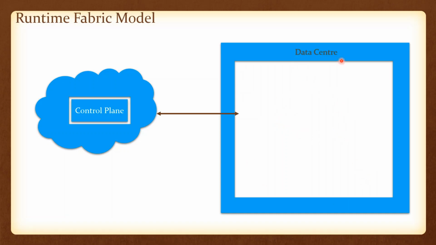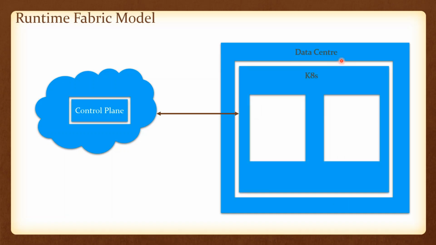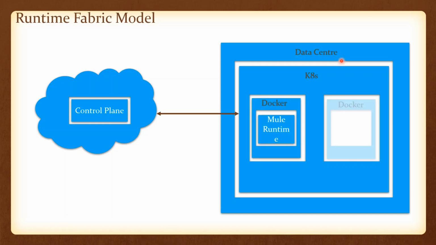So let's see this. We have a data center, then the data center has a Kubernetes cluster, and Kubernetes' job is to spin up Docker containers as and when required. So depending upon the replica sets you defined or the threshold of requests you define, it has the inherent ability to spin up and spin down the containers. So we have Docker containers, and the Docker containers have the Mule runtime. That's the only difference between the hybrid model and the Runtime Fabric model.